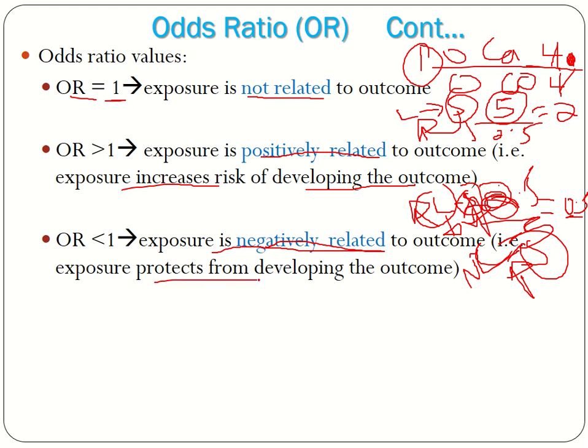it's protective from developing the disease. So smoking is protective. In this case, however, the more you smoke the more you develop the disease. That means smoking increases the risk of developing the disease.